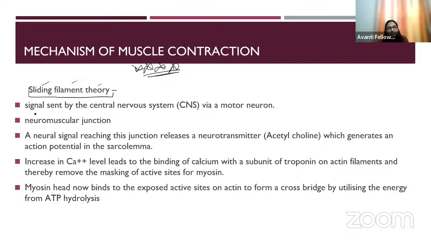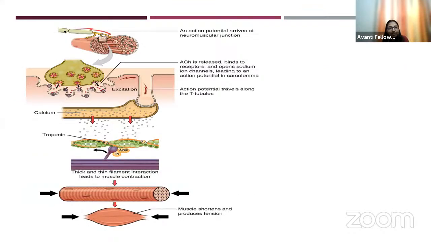The first thing which happens during the mechanism of muscle contraction is the signal. The signal is sent by the CNS, or the central nervous system, through a motor neuron. Let's discuss with the help of this image. First, the signal is sent by the central nervous system through the motor neuron. This motor neuron will reach or come in contact with the muscle fiber cells. The junction which is formed is known as a neuromuscular junction.